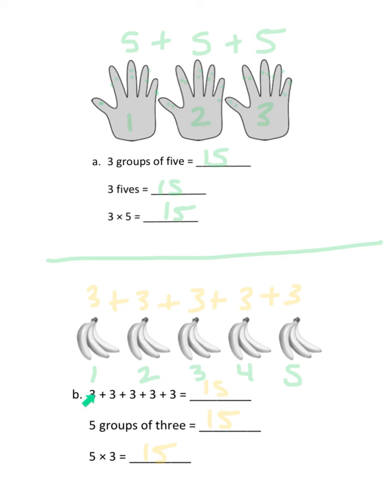Okay, so when you see this, you can also think of this. And when you see this, you can think of this. 5 groups of 3 is the same as 5 multiplied by 3. Alrighty.